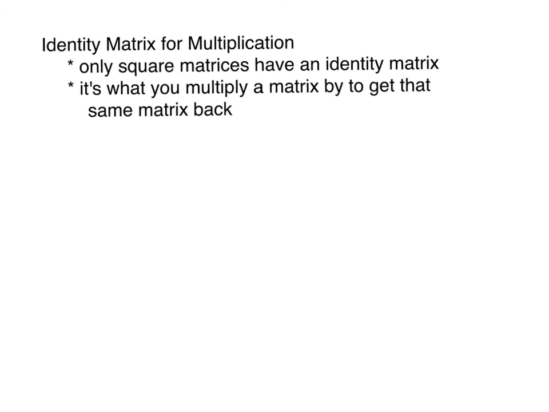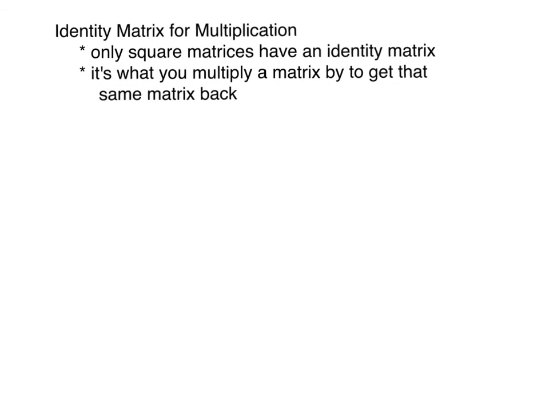All right, now for the identity matrix for multiplication. Let me just give you these first. The identity matrix for multiplication. Only square matrices have an identity matrix. Okay, if it's not square, there is no identity. What it is, it's what you multiply a matrix by to get that matrix back.